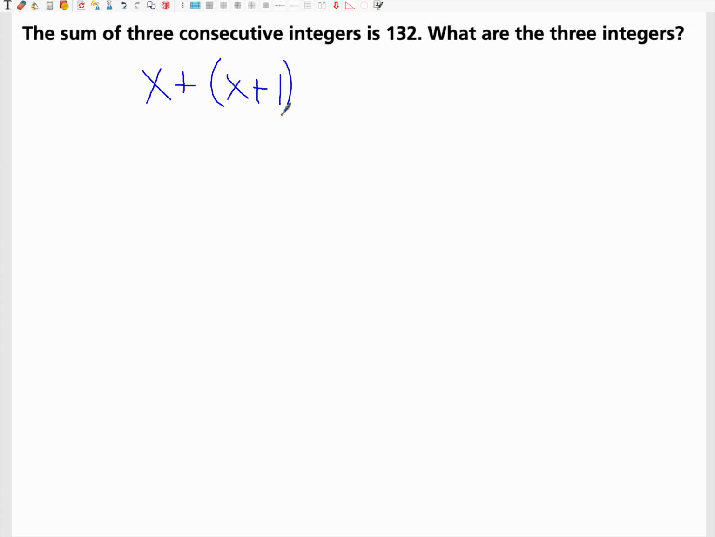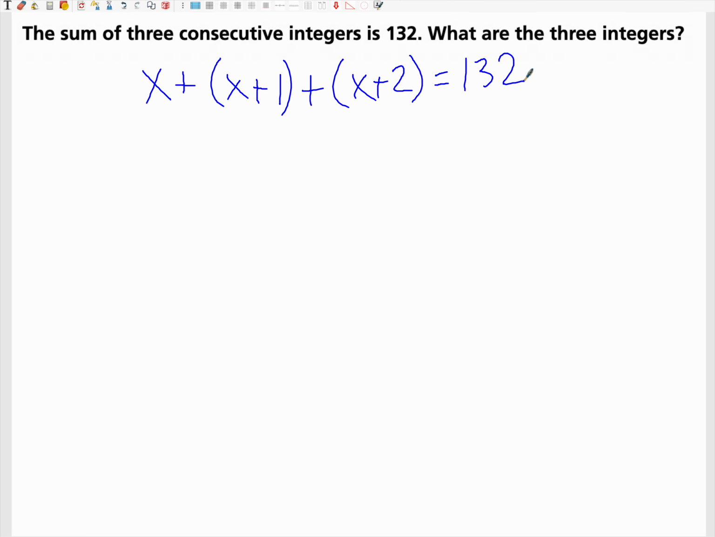But I need to do the next number too. So what is it? X plus 2. What's consecutive mean? Like next to each other. Consecutive, 1, 2, 3, 4, 5. Okay, so this is 3 consecutive numbers. This is my first number, this is my second number, this is my third number, and when you add them together, they're 132. So now I can combine like terms, right?